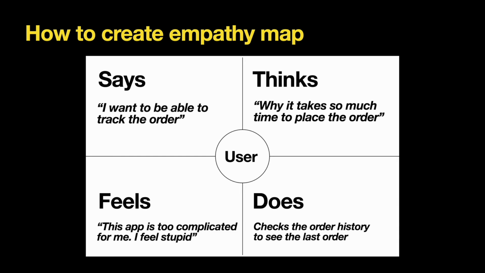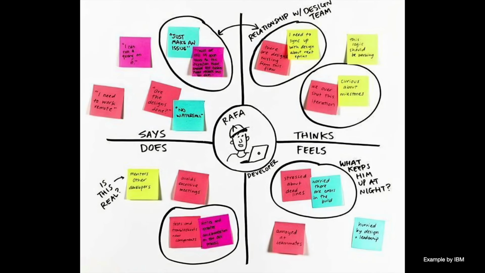This information helps product designers to identify pain points, areas where the user faces friction and becomes frustrated. If you struggle to complete one of the quadrants, it's a clear indication that you have a gap in your user research. You need to do more research to gather the required information.